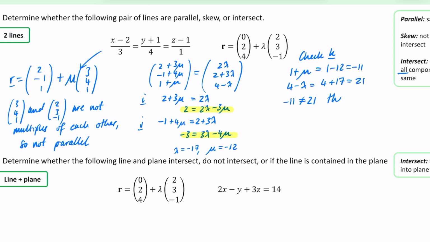So they don't intersect. Now, because they don't intersect and they're not parallel, hence the lines are skew.